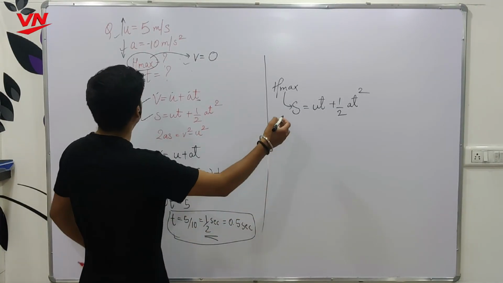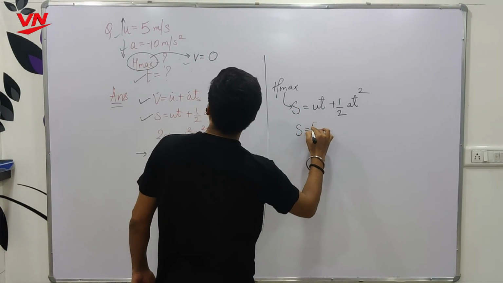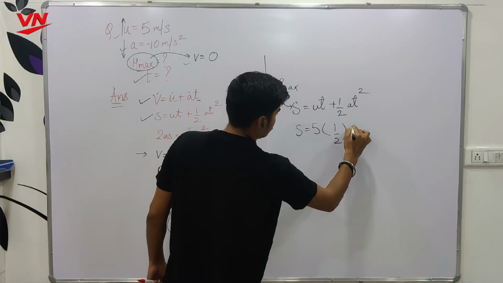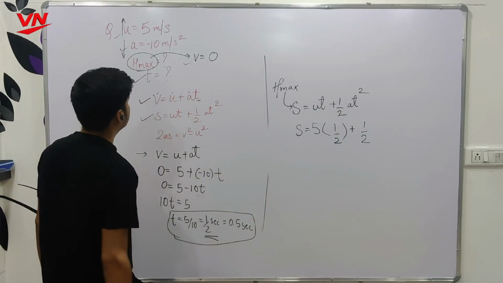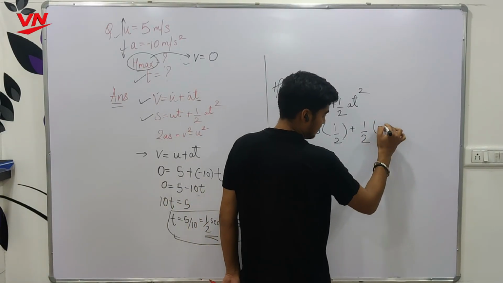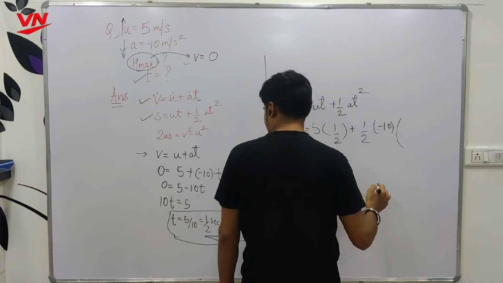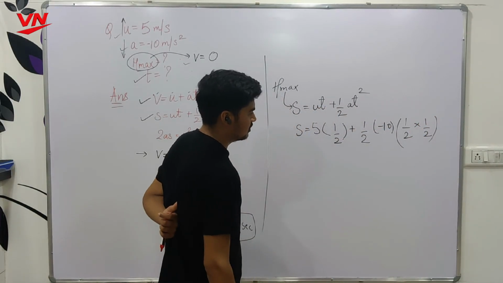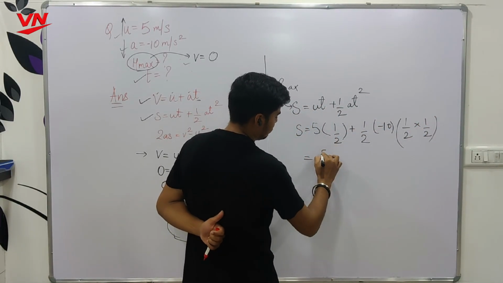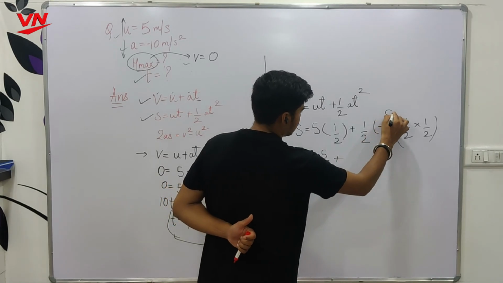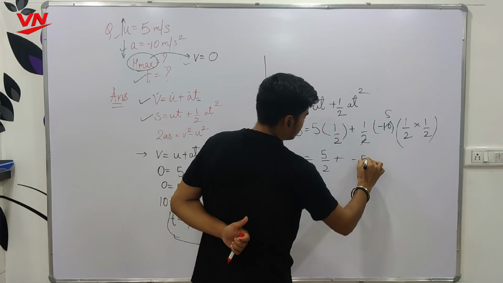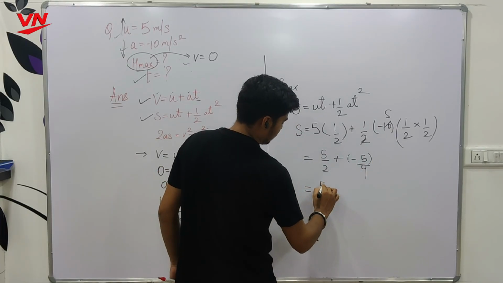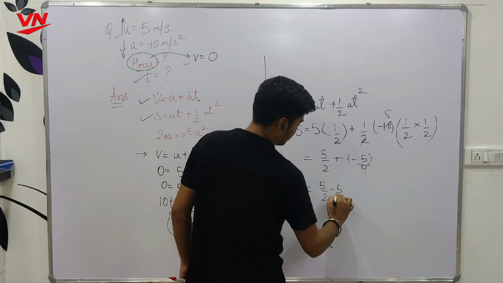Okay. So initial velocity is 5. Time we have calculated is 1 by 2, plus half. Acceleration is minus 10, and the time is again 1 by 2 square. So 1 by 2 into 1 by 2. Clear? That is 5 by 2 plus 2 5s are, so I will get minus 5 upon 2 2s are 4. 5 by 2 minus 5 by 4.